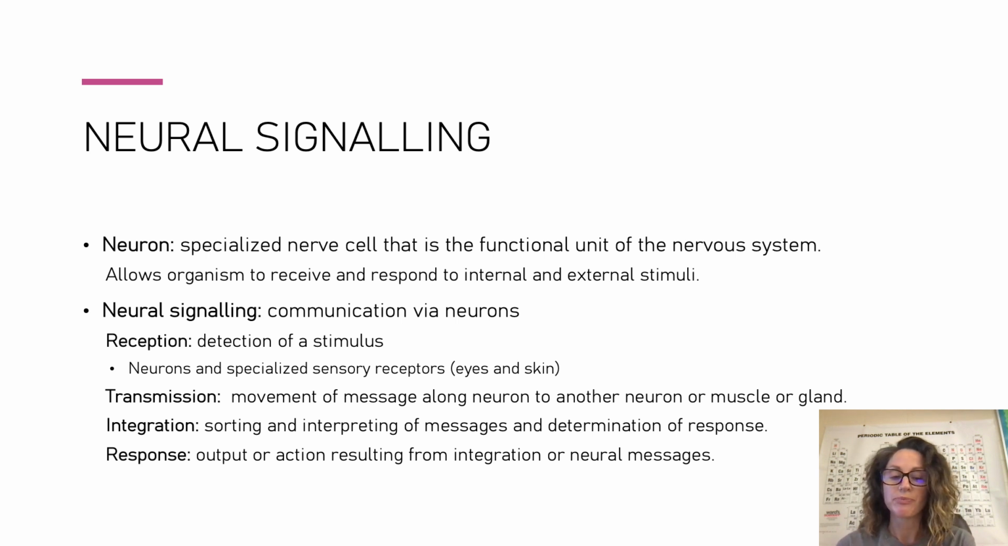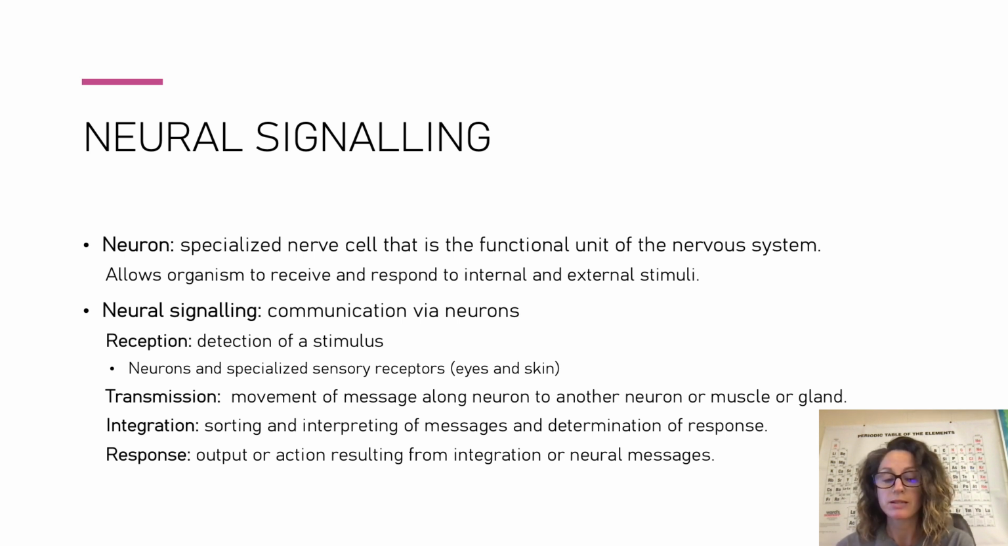So pain, we have different types of pain receptors, for example, or even just the hairs on your body allows you to feel when something touches you gently. We also have sensory receptors in our eyes that allow us to detect light, and in our ears that allow us to detect sound.